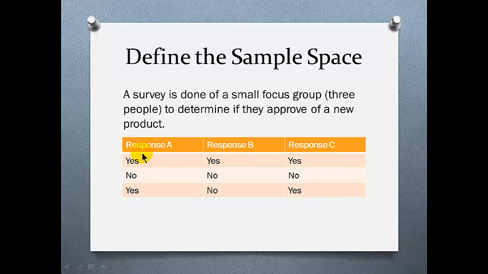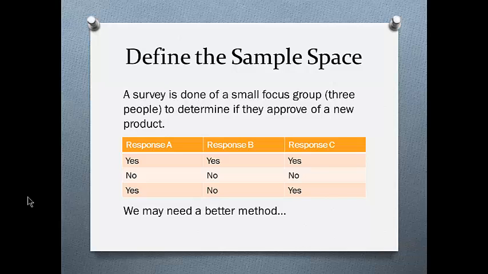Well, the first person and the second person and the third person, they can all say yes, they approve. Well, they all could say no, they don't approve. Maybe we get a yes, no, yes. Boy, this is starting to get confusing. How many more possibilities are there? Just listing them out in a table like this sometimes can get us in trouble because we might miss one. So we need a bit of a better method.